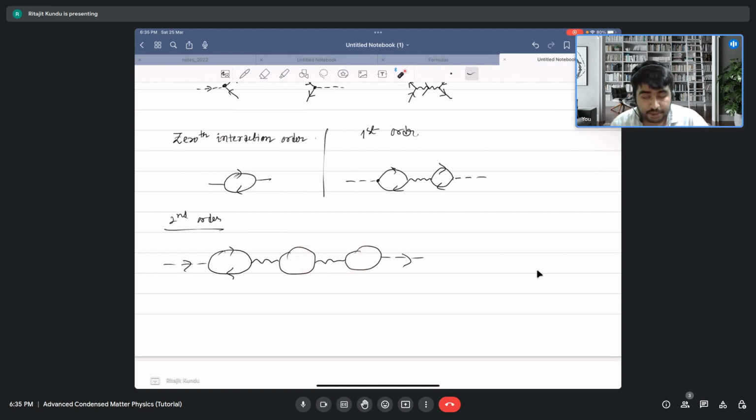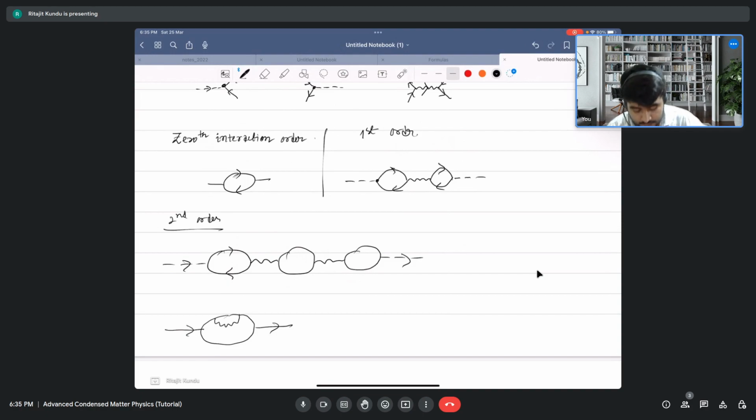Okay, but this is not the only diagram. You can have something like this. For example, something a little bit more complicated, something like so, one of this here. Okay, so this is a first order diagram. Okay, this is first order.